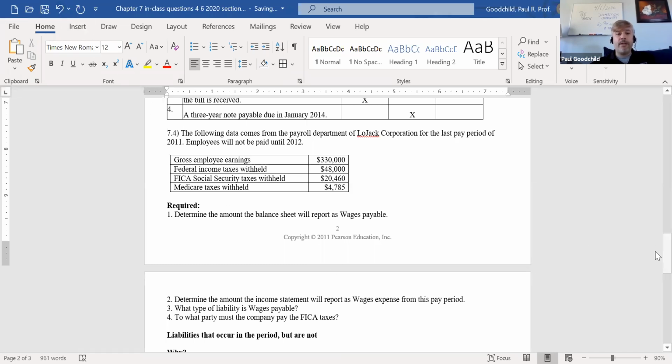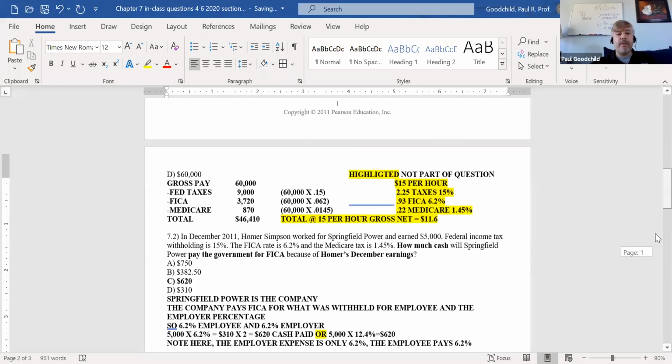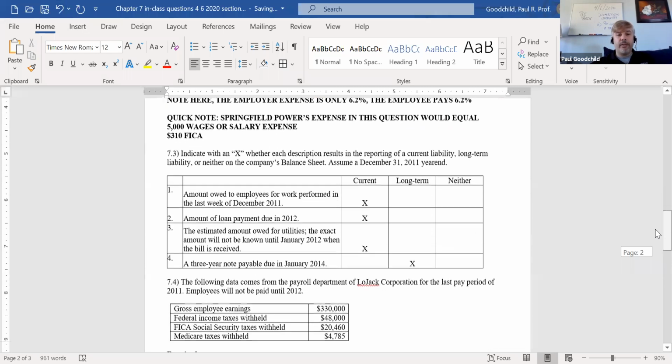All right, so moving on to question 7.4. I had a question about the difference between current and long-term. I'll refer you back to the top of it, and I'll come back to it at the end of class. So I'm not ignoring your question.